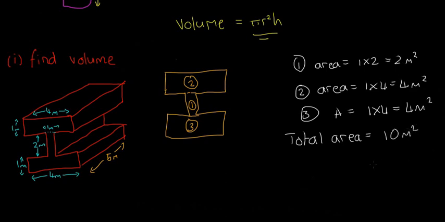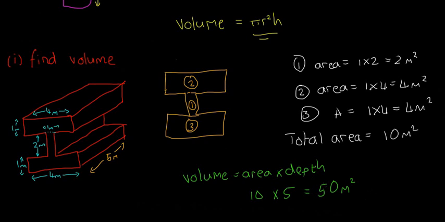All right, so if we're going to find the whole volume of the shape, remember our formula is that the volume is area by depth. So volume is equal to area times depth. That's our formula. Where the area is 10 and the depth is 5, that means the whole volume is 50 meters squared. So hopefully that makes sense.